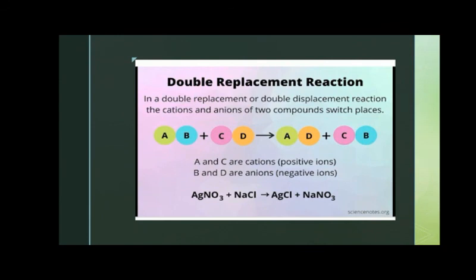It is given first. AB is a compound. When it reacts with CD, another compound, both are ionic since they contain cations and anions, they produce the product AD only by switching the places of their ions, and CB is another product. The reaction that can be carried out in the laboratory is AgNO3 plus NaCl gives AgCl plus NaNO3.